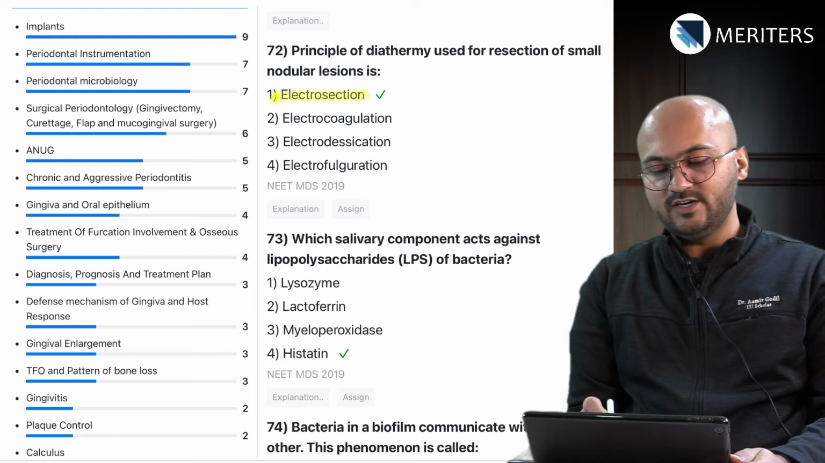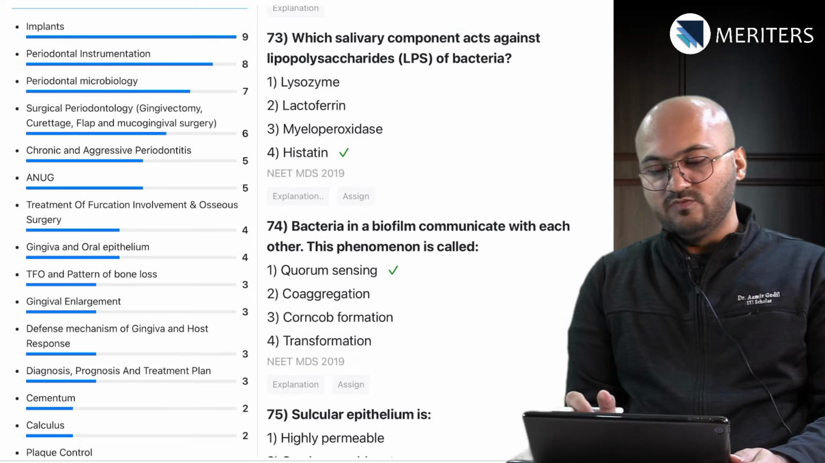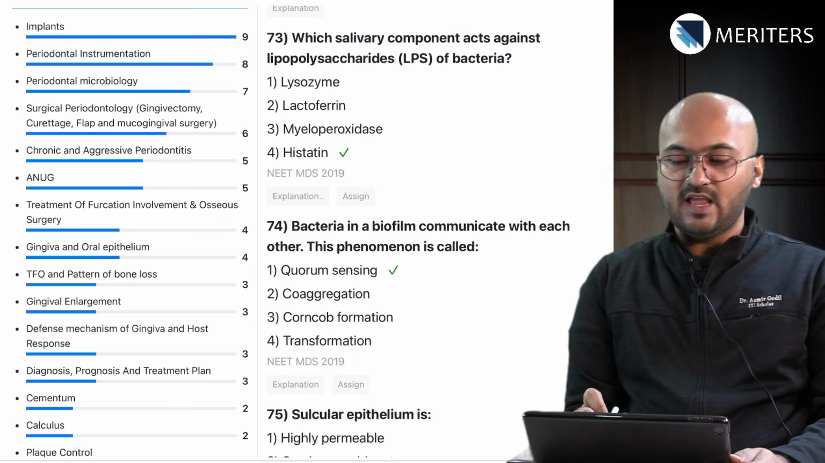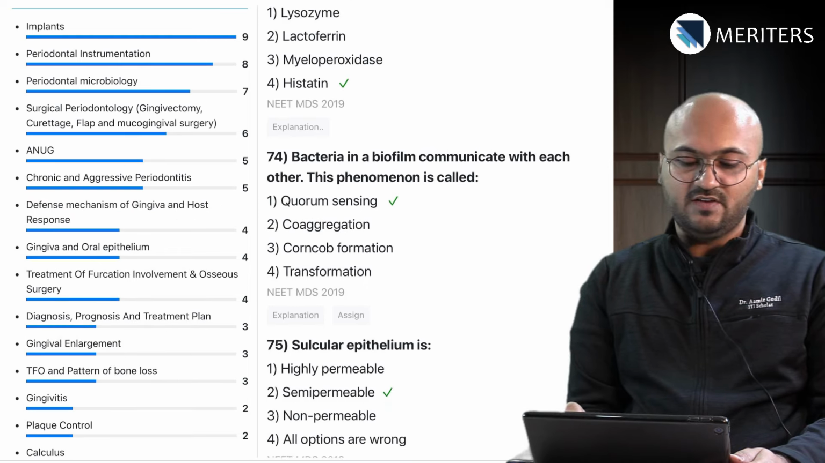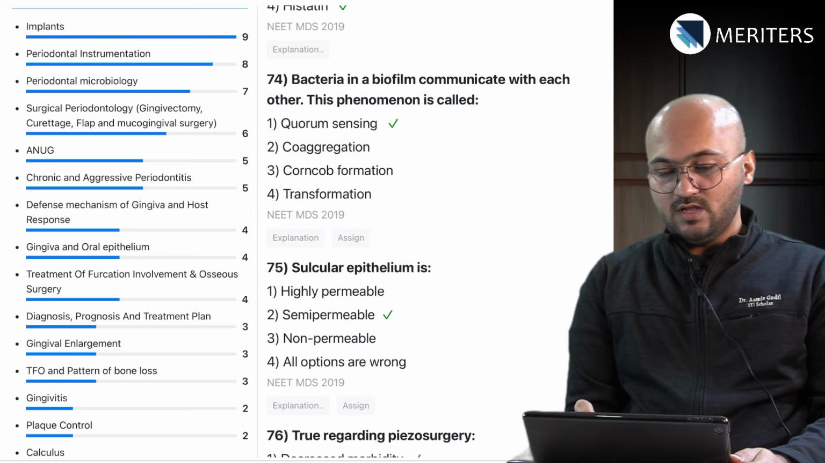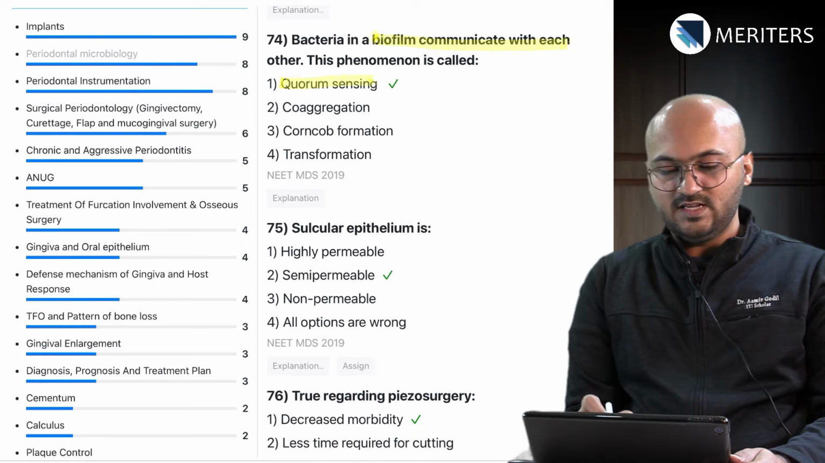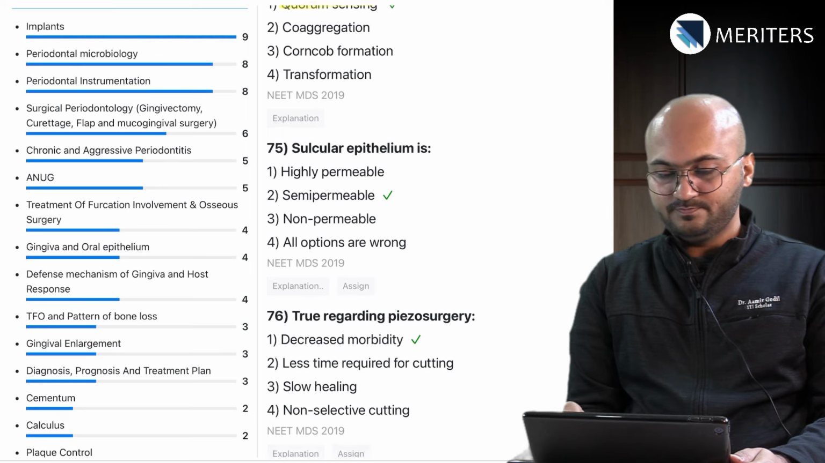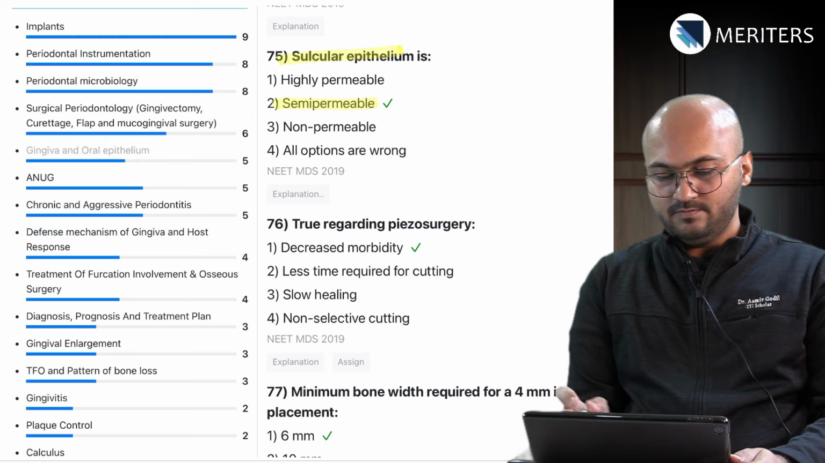The principle is electrosection. Factual question. Which salivary component acts against the lipopolysaccharide? So this is the defense mechanism of gingiva and host response. Bacteria in a biofilm communicate with each other by quorum sensing. Plaque microbiology. Circular epithelium is semi-permeable.